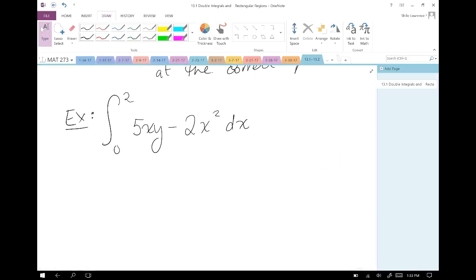So for definite integrals, the first step is the same as before. We still need our antiderivative, but we don't need to put a plus c. Instead, we're going to plug in our numbers and subtract. And since we're integrating with respect to x, those numbers are getting plugged in for x.